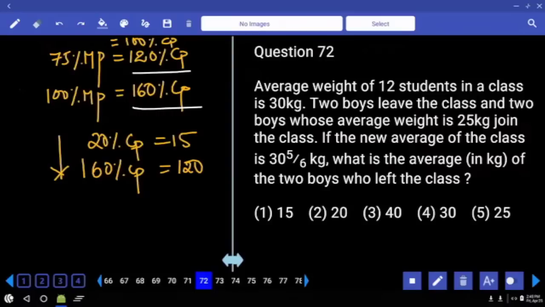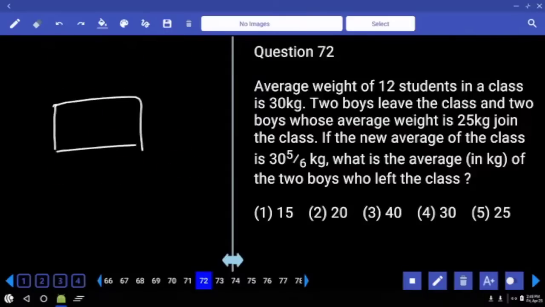The average weight of 12 students in a class is 30. 2 boys leave the class and 2 boys whose average weight is 25 join the class. If the new average of the class is 35/6, what is the average of the 2 boys who left the class?